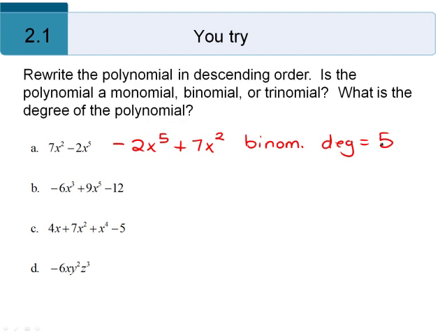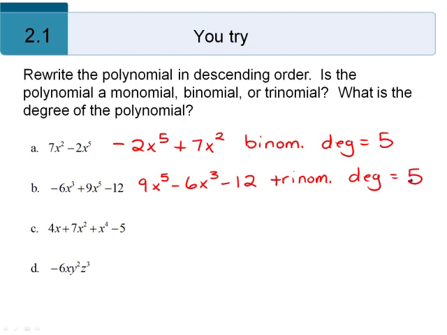All right, on letter B, we're going to start and look for descending order. So our biggest exponent term is 9x to the fifth. So that's going to come first. Then minus 6x to the third, and then minus 12. Constants, numbers without any variables, will always be at the end when they're in descending order. Now this polynomial has three terms, so that makes it a trinomial. And if you look for the degree, again the largest exponent was 5.